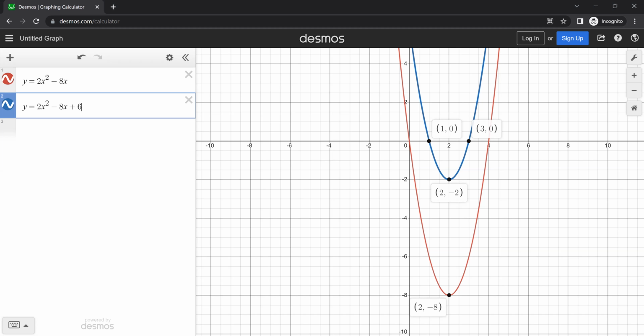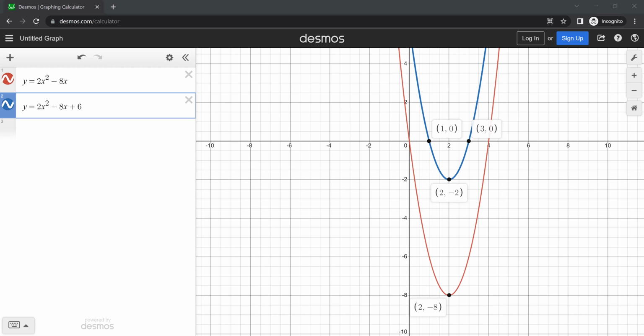But in terms of what do you notice about the vertex, you're supposed to say, oh, it's 6 up or it's 6 down, depending on which one you're talking about. Is that okay? Is that clear? Yeah. All right.